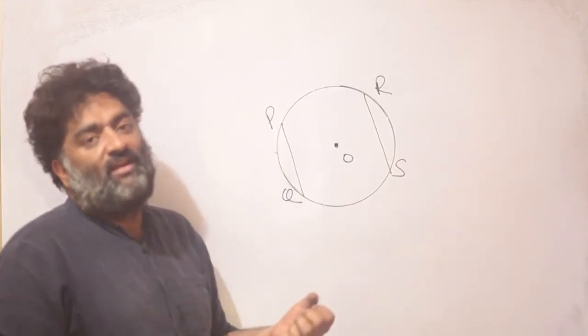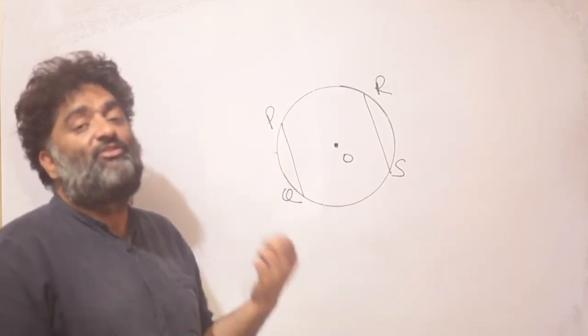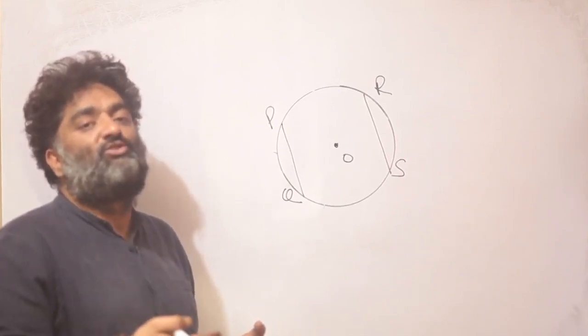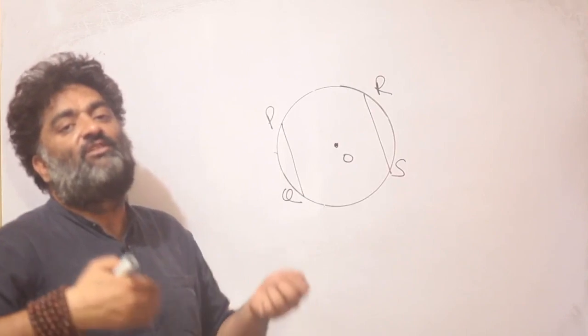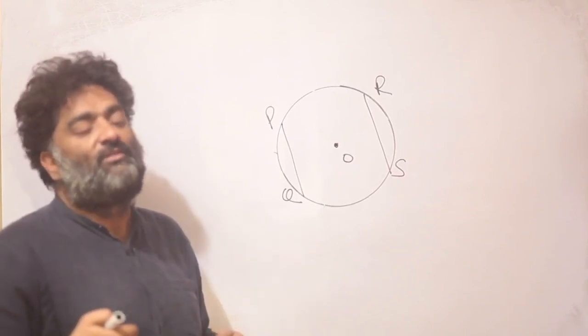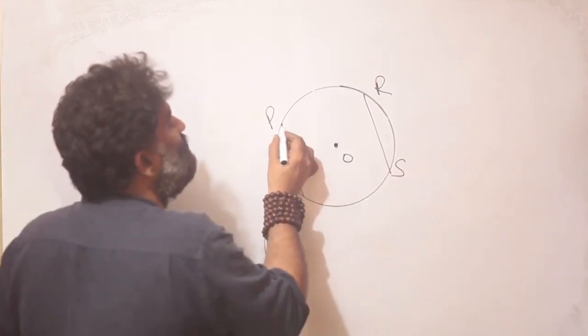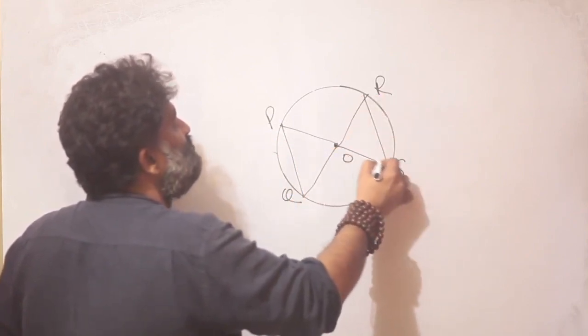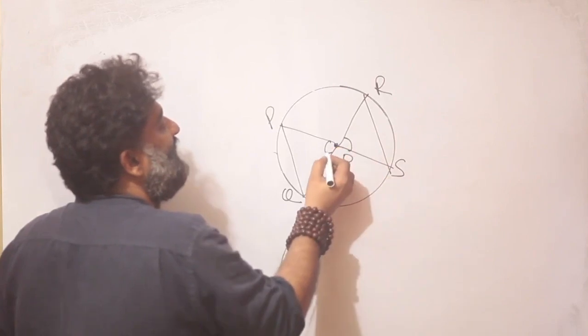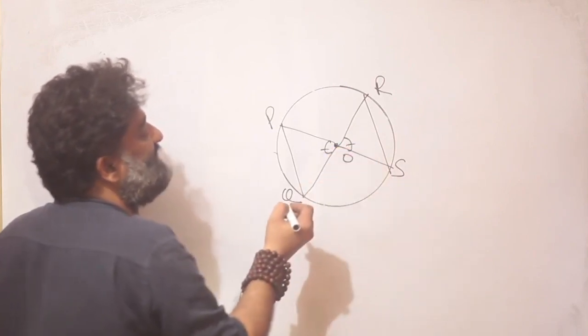Staying with the same idea, and by now we should have a hang of this process. Whenever we prove a theorem, we also try and work in the opposite direction. We try and work with the converse of that particular theorem. So this time I want to prove that if the angles subtended at the center by two chords are equal, that means this angle is equal to this angle.